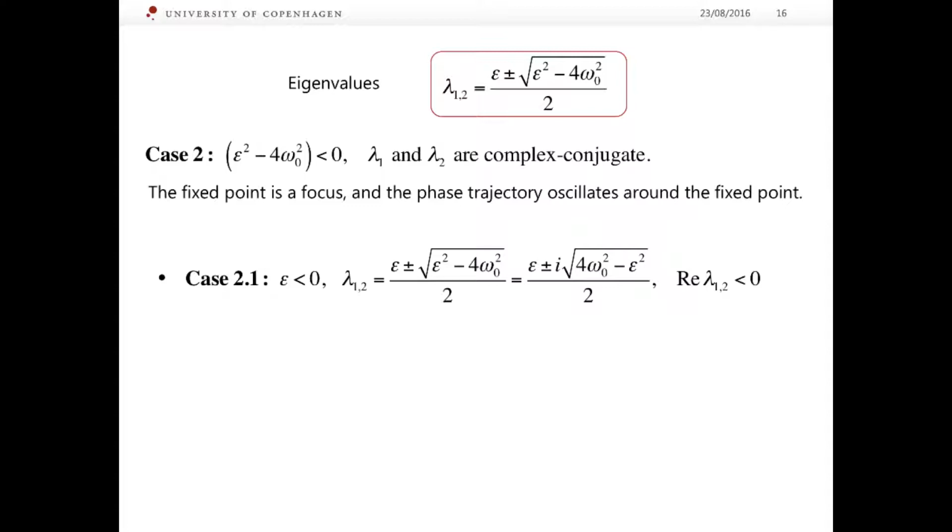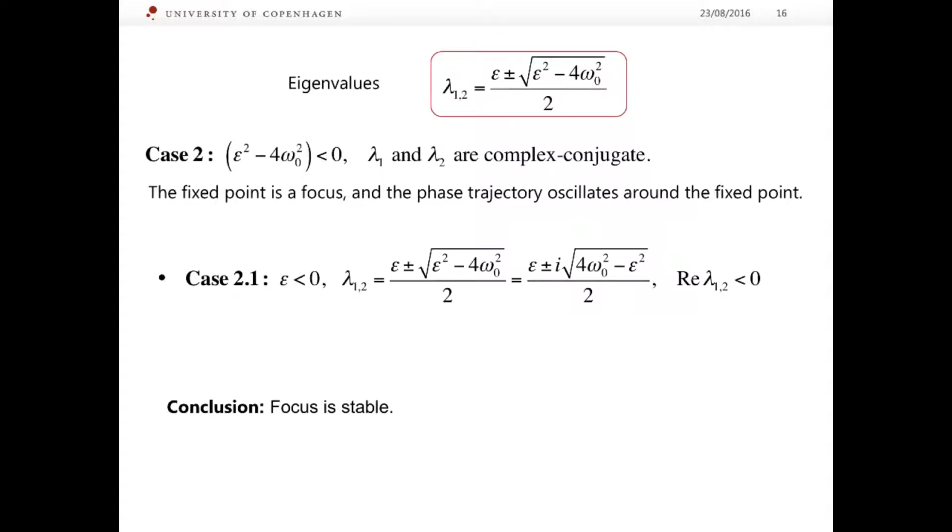We have a fraction. In the upper part we have epsilon plus minus the product of the square root of -1, which is imaginary unity, written as i, and of the square root of some positive number. And this is divided by 2. Now we have singled out the real part of our complex conjugate eigenvalues, which in our case is epsilon over 2. And since epsilon is negative, the real part is negative.